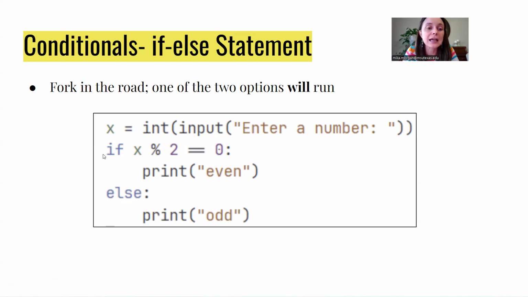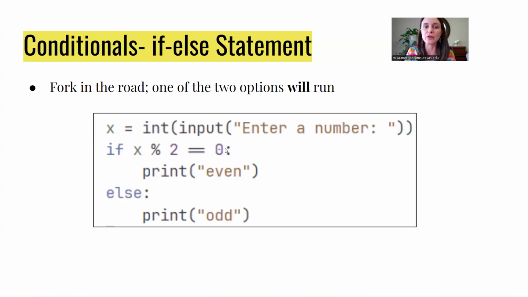So I could say if, and then here is my check. How could I tell if a number is even? If the number is evenly divisible by 2. So we have an operator that says that, right? We have an operator that says, I want you to divide by 2 and then tell me the remainder.